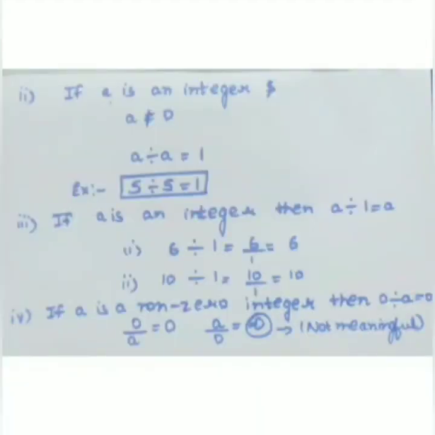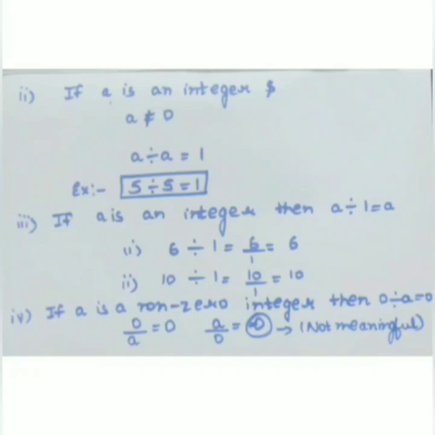Comes the second property, that is, if a is an integer and a is not equal to 0, then a divided by a will give you 1 only. Let's take an example to make this property more clear. 5 divided by 5 will give you 1. We can take any other example also, as the property states that when an integer value you have taken is divided by the same integer value, it will always give you 1 only.